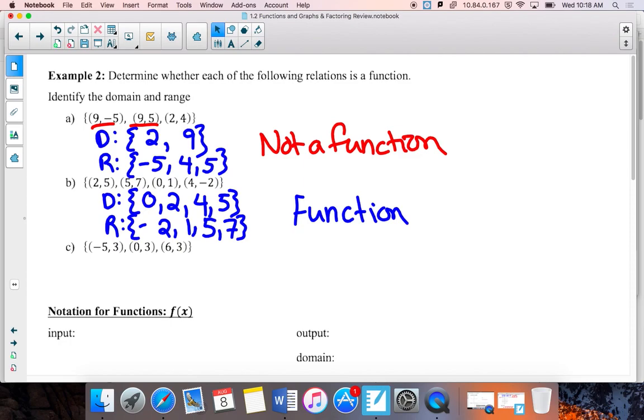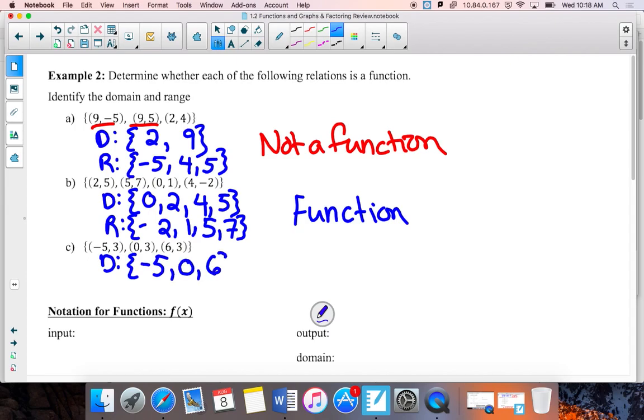And then for C, again, we write out our x values in order, so -5, 0, and 6. But for our range, we only have one y value for all of these, so we still use our little squiggly brackets for 3. And even though each of these x values has the exact same y value, this is still a function because all of our x values only have one y value.